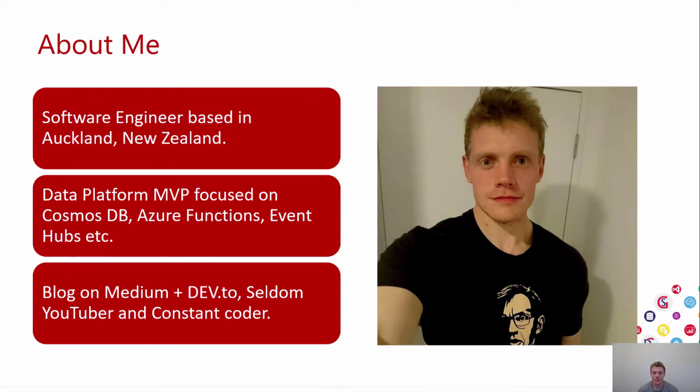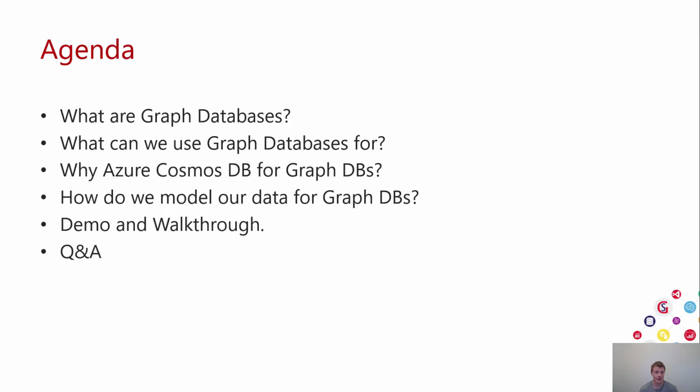But anyway, just to give you a little bit of an overview of what we'll be discussing. First off, I'll talk about graph databases, what they are and where we would use them. This will include going through the very basics, so what are nodes, what are edges, and how we can use properties and labels to describe our nodes and relationships and edges.